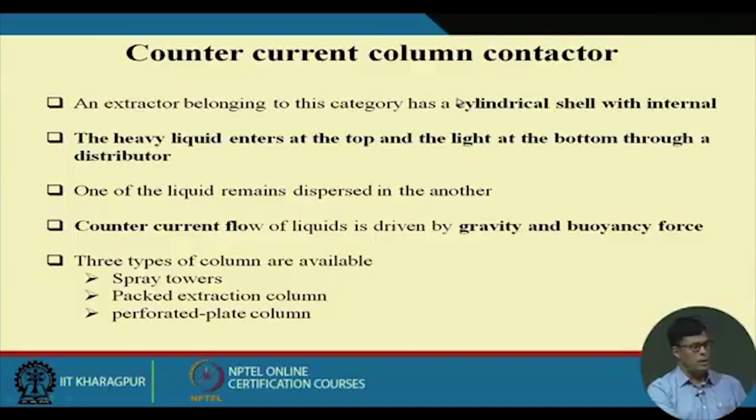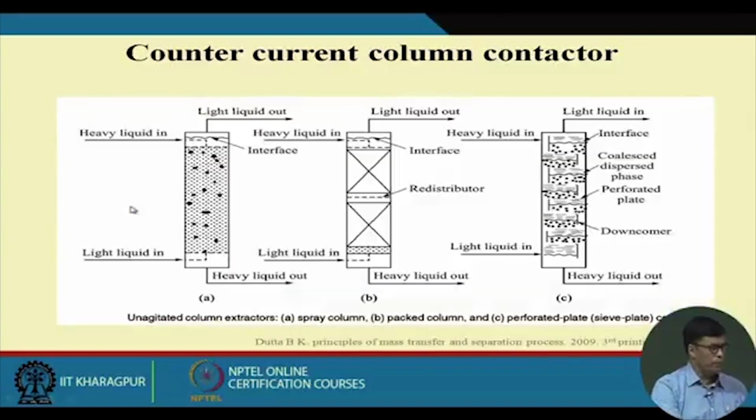Now, counter current column extractor. The extractor belonging to this category is a cylindrical cell with internals. The heavy liquid enters from the top and the light liquid from the bottom through a distributor. I can show you. Now, I think this will be very clear to you.